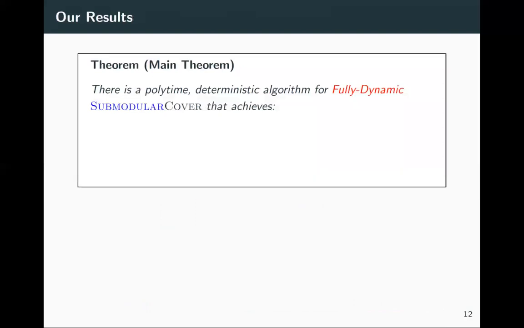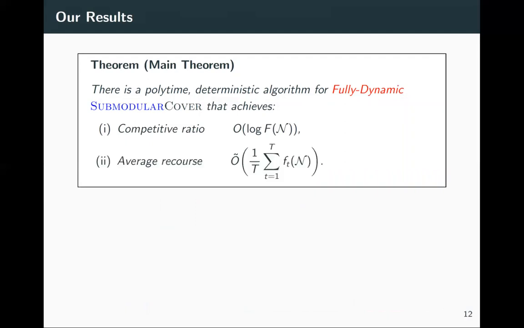So here's our main theorem. We show that there is a polytime and furthermore a deterministic algorithm for this formulation of fully dynamic submodular cover, and it achieves two things. Competitive ratio of order log of f of N, and an average recourse bound that is O tilde of the average over time of these constituent constraint functions evaluated at the entire ground set. This tilde is hiding a single log factor that depends on the ratio of the max to min cost in the problem, but we'll ignore it for the purpose of this talk.